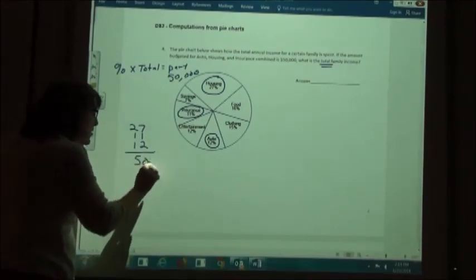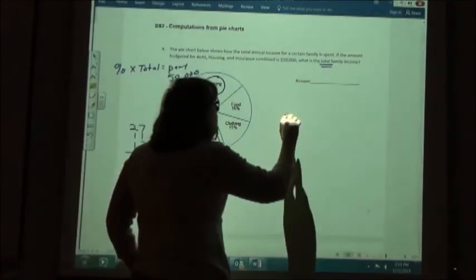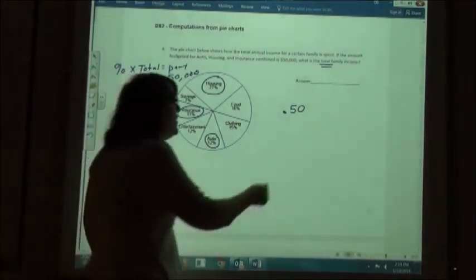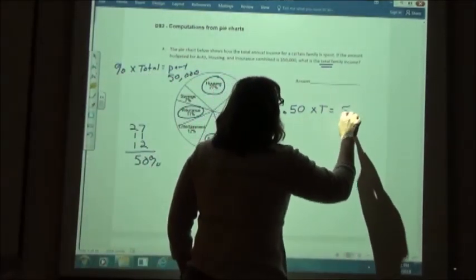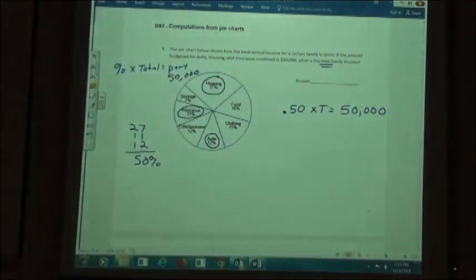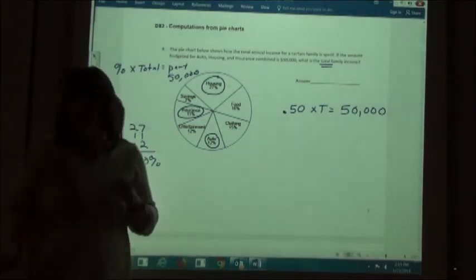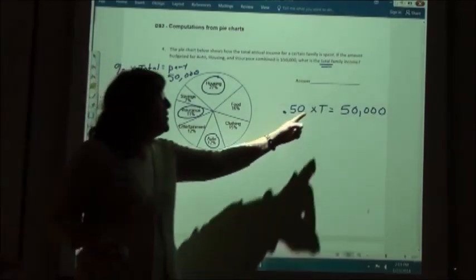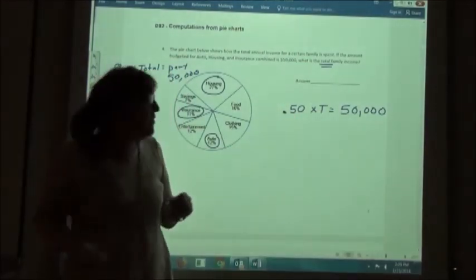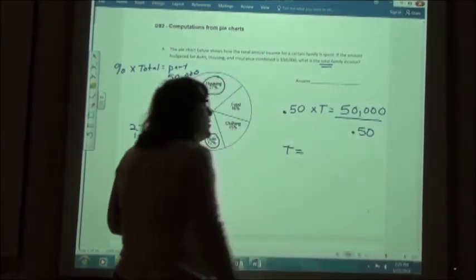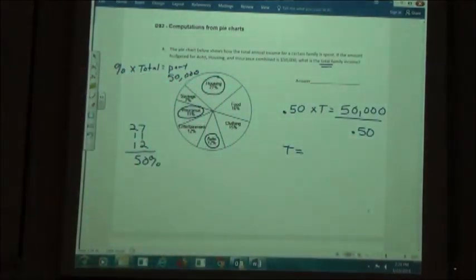So if I plug that into my formula, I'm saying 50%, which as a decimal we have to use 0.50 or 0.5. 50% times my total is equal to my part, which was the $50,000. If I want to solve that for t, what do I have to do? Divide by my 50%, right? So we're going to take our $50,000 and divide it by our 50%.